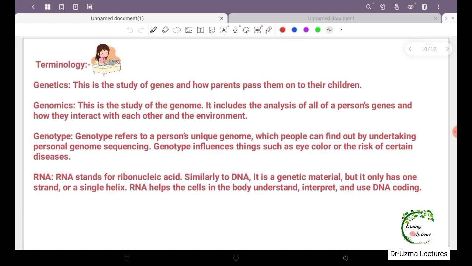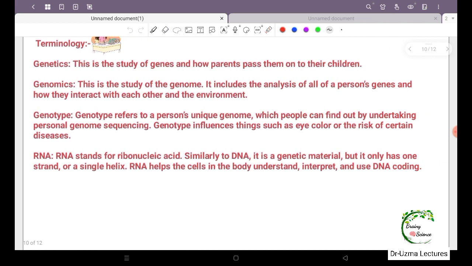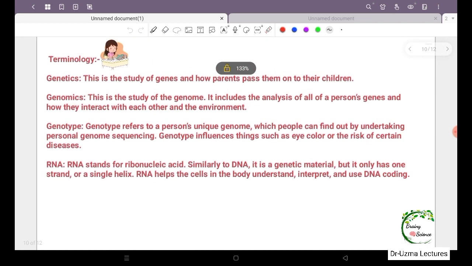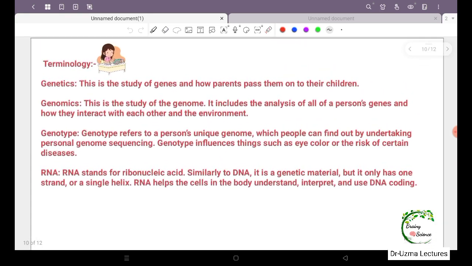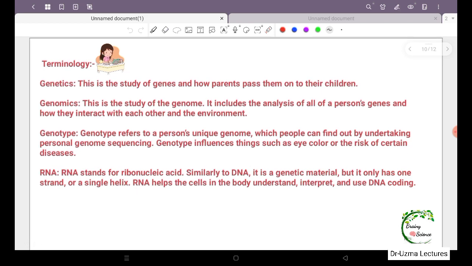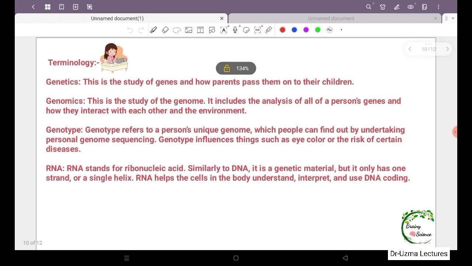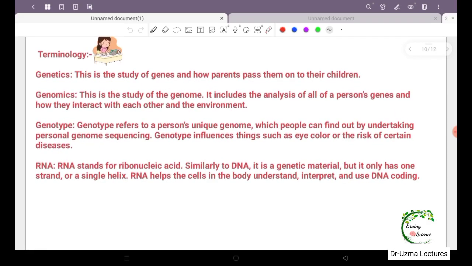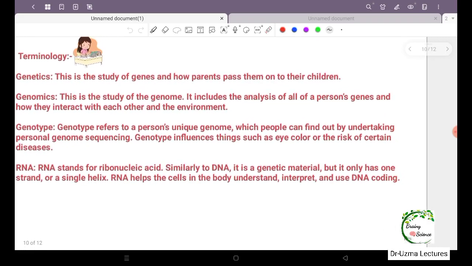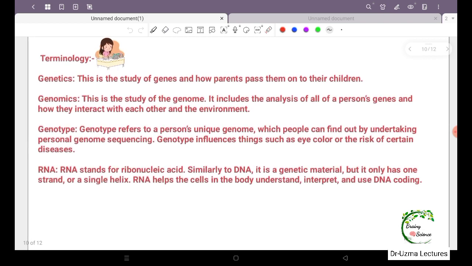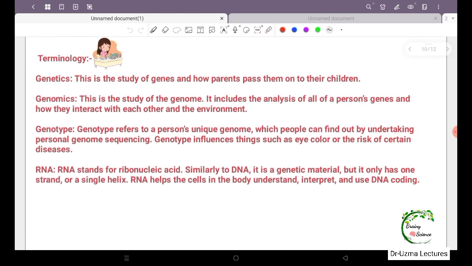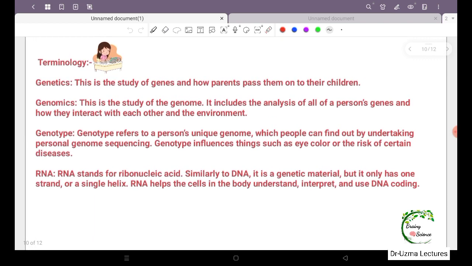What are the basic terminologies used? The basic terminology is genetics, genome, okay. I don't know what happened to this. Wait a moment. Okay. Okay, by this you can read.